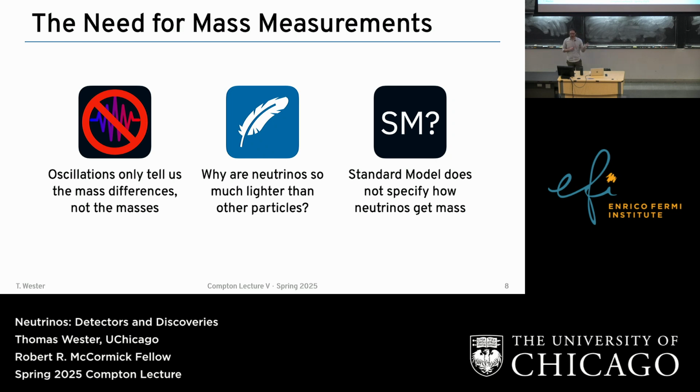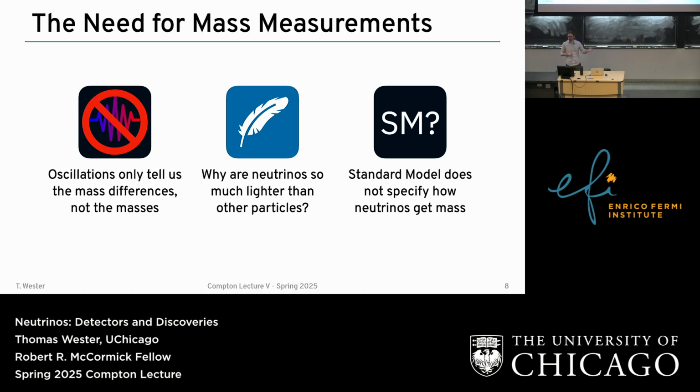I mentioned that oscillations show us that the neutrinos have mass, but they have one Achilles heel, which is that they only tell us the mass differences. The reason for that is the frequency of the oscillation. The frequency is set by the difference between mass 1 and mass 2, for example, in the neutrinos. So we can't use oscillations to measure the masses directly. All we know is the differences between the different masses.